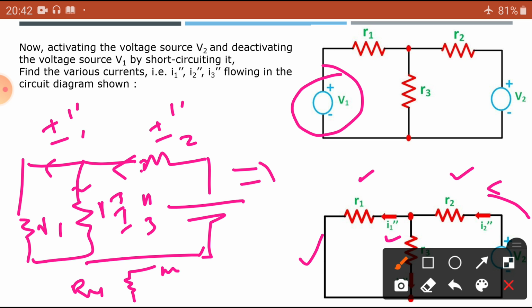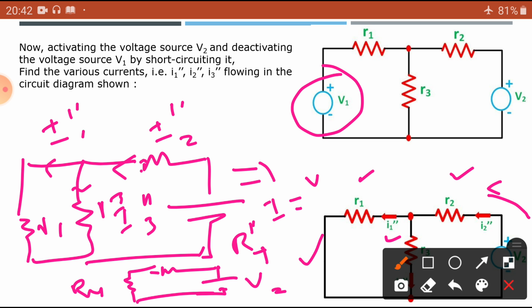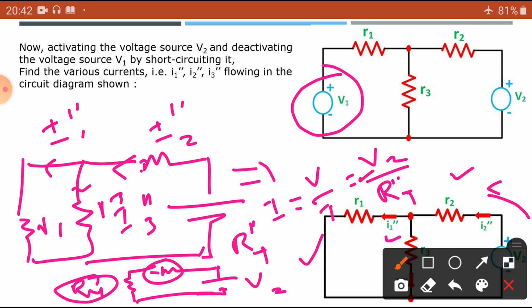Now, R4 and R2 are connected to our source. Both are connected in series. Simply R4 plus R2, we get the total resistance RT double dash. Then V2 is the source. Then I want the current. Current I is equal to V by R. What is the V? The V2. What is the R? This resistance, connected in series, RT double dash. Then we are going to get the current, and that current is flowing through I2 dash in this case.